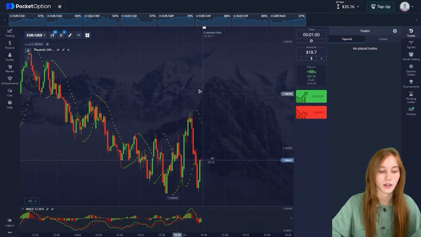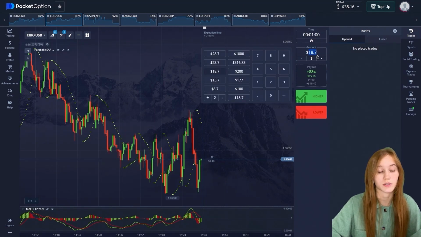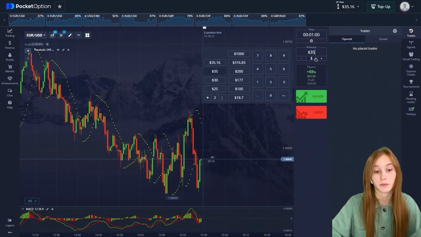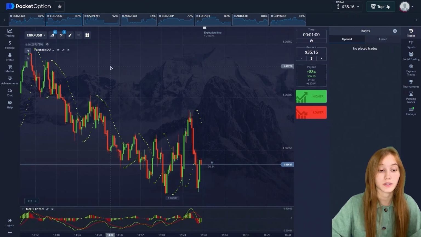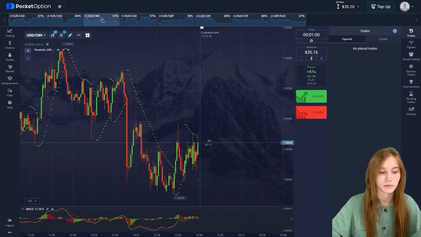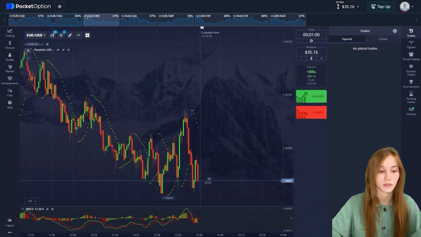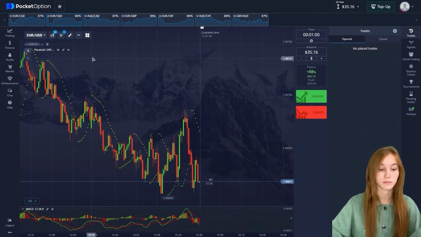So the third concept, immediately before switching to the third concept, we'll increase the amount to $35. Here we are on the next concept. We see the payout percentage increased, not increased, so let's go on, where it's bigger.